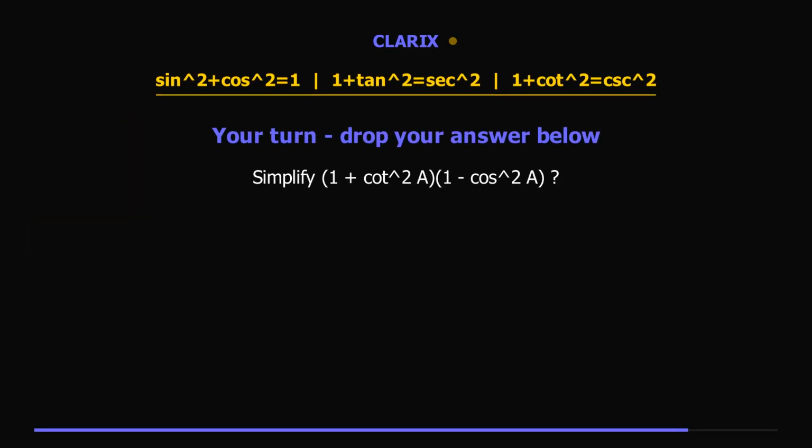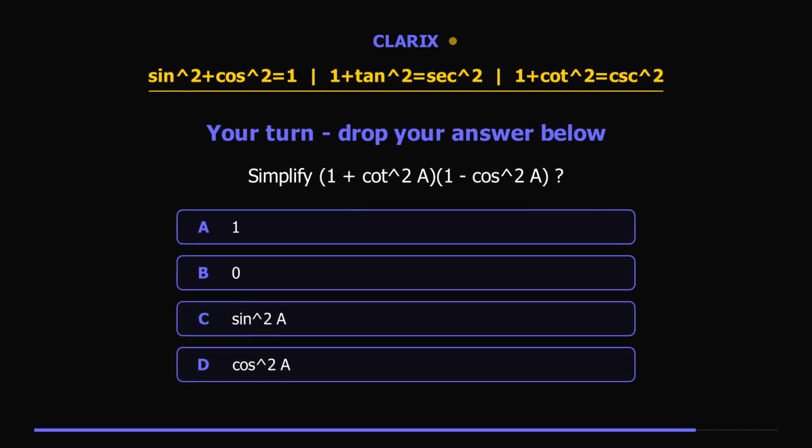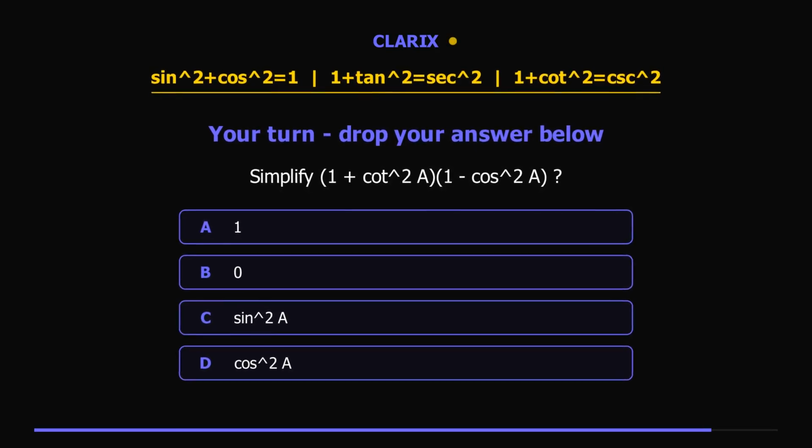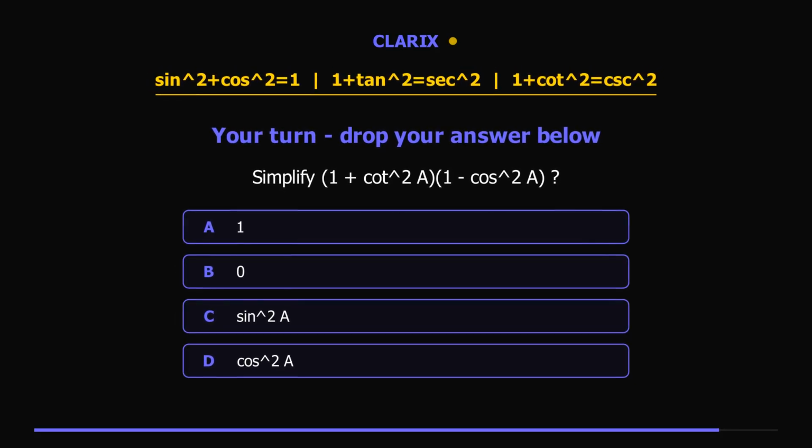3 identities, all from Pythagoras. sin² plus cos² equals 1. 1 plus tan² equals sec². 1 plus cot² equals cosec². When a proof fights back, convert everything to sine and cosine and hunt for difference of squares pairs.